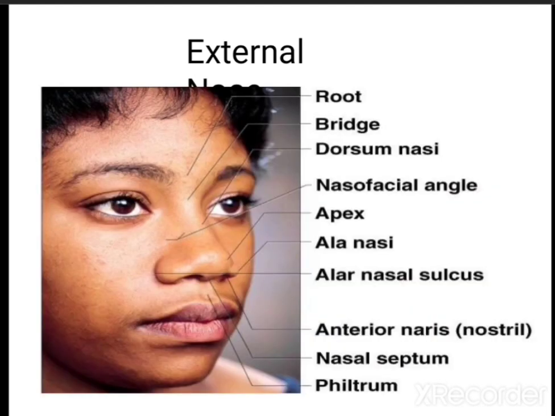So here we can see the different parts of the nose, that is the root, bridge, dorsum nasi, nasofacial angle, apex, ala nasi, and the alar nasal sulcus. These are clearly depicted in this image.